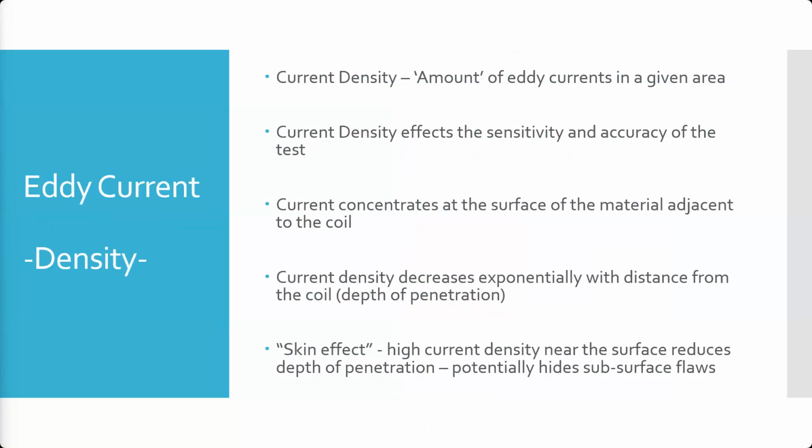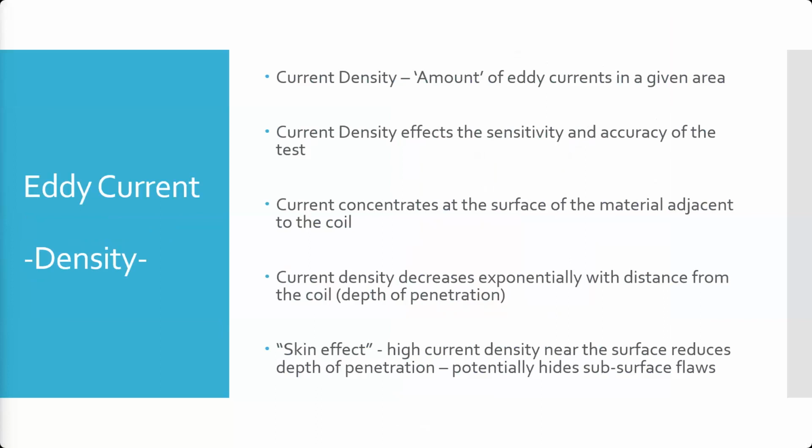Or you're going to form more eddy currents or fewer eddy currents in a given material at a given power and other settings on our probe. So the current density, ultimately, the reason it's important is it's going to affect the accuracy of our test. Okay? Sometimes it's good to have high current density, sometimes it's bad.